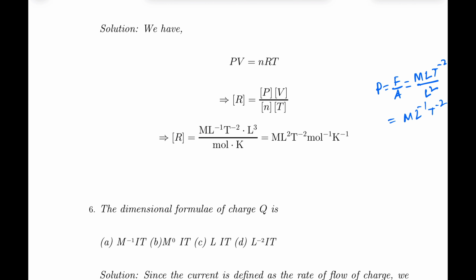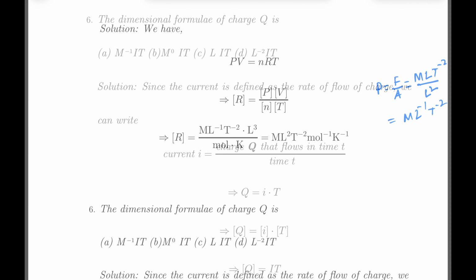For volume, we have L cubed. Volume is length into breadth into height, and the length, the breadth, and the height all have the dimension of length. So this is L into L into L, that is L cubed here. This is the number of moles, the dimension is mole, and this is temperature measured in Kelvin, so this is K here. So when simplified, you get the dimensional formula for the gas constant as M L squared T to the power minus 2 mole to the power minus 1 K to the power minus 1.